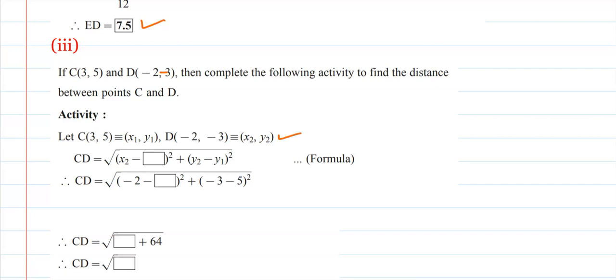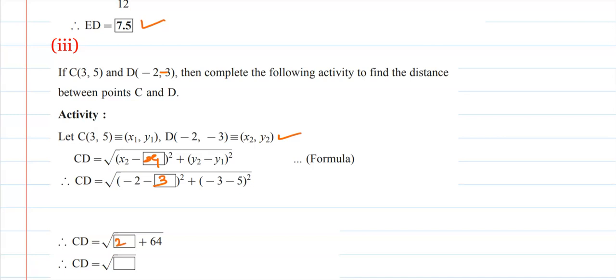Formula: CD equals the square root of (x2 minus x1) whole square plus (y2 minus y1) whole square. Substitute the values: x2 is minus 2, minus 3 gives you minus 5. Next, y2 is minus 3, minus 5, whole square. Minus 5 square means what?